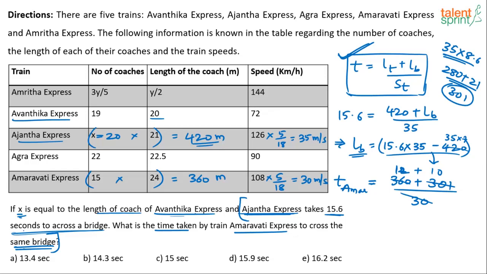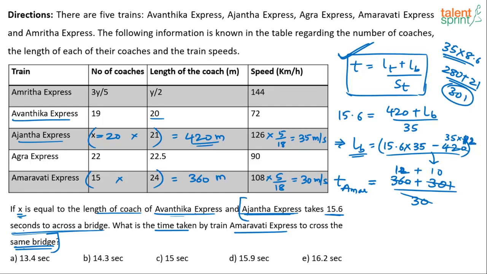What is wrong here? Hold on. I don't see any option which is close to 22. Is the calculation correct? 15.6 is the length of the train, Ajanta only, right? 420 is the length of the bridge, speed is 35. So 15.6 into 35 minus 420. Oh, this is 35 into 12. I'm so sorry. Sorry, I think again a calculation mistake.